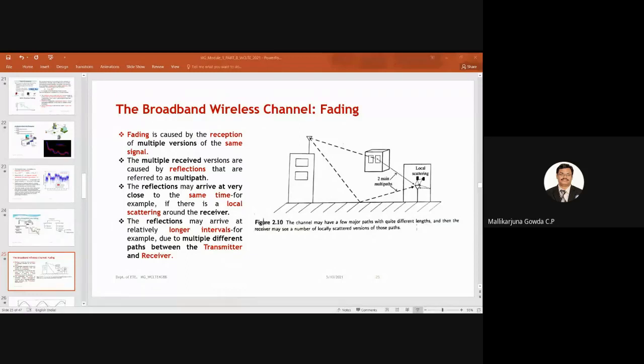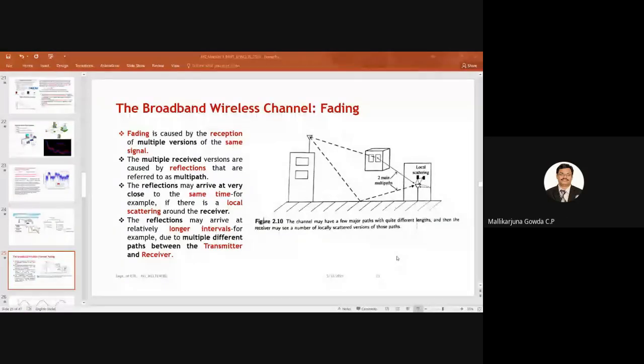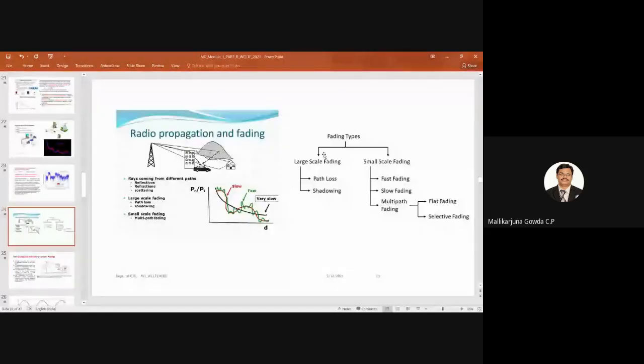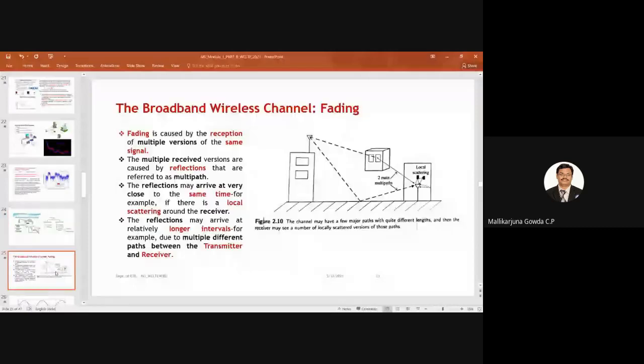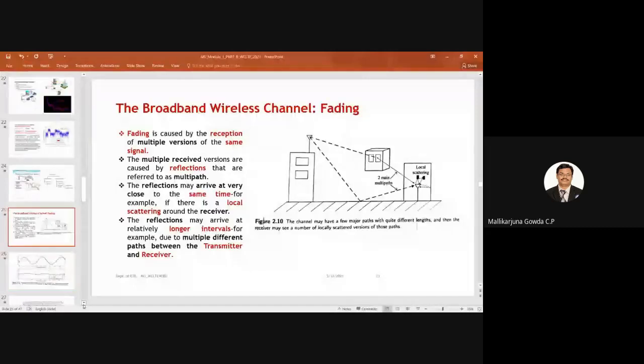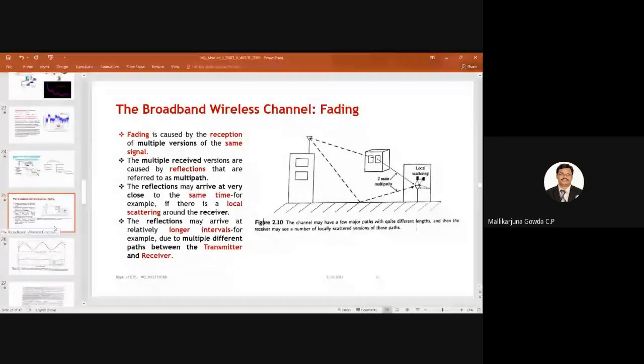Hope you are getting my point? Yes, sir. See here, I now classify fading into large scale fading and small scale fading. These are different varieties. I will come to that one by one. Okay, so let me say about this.